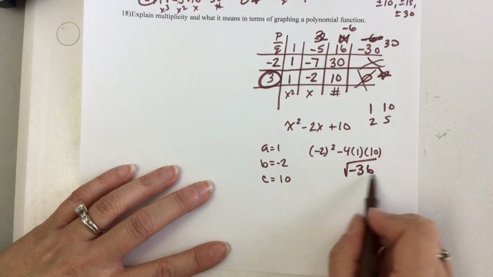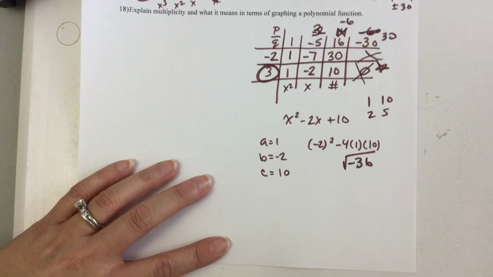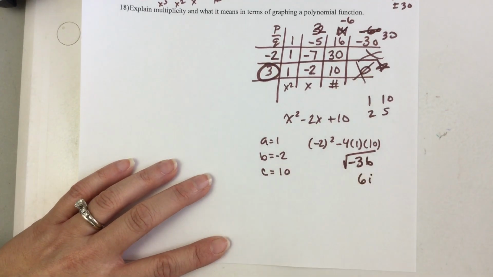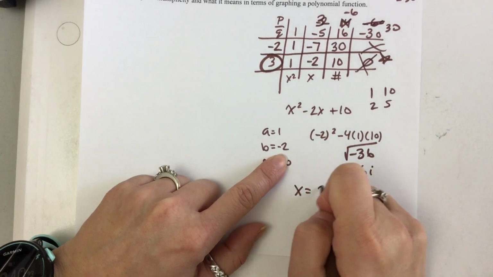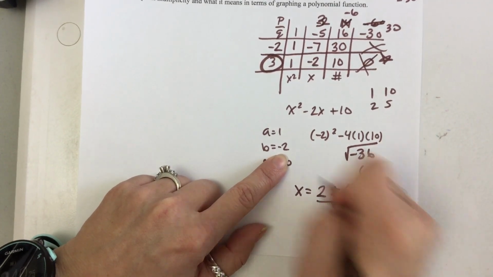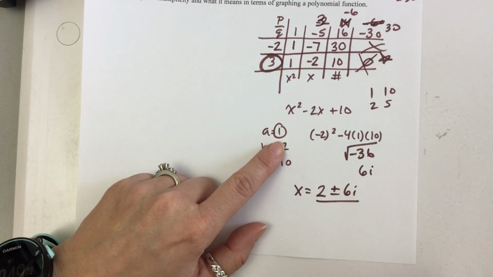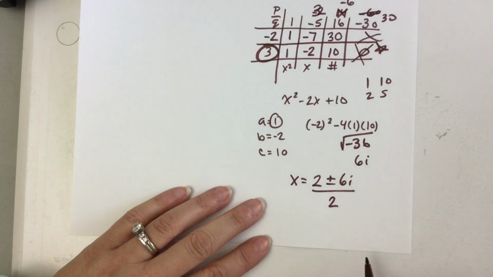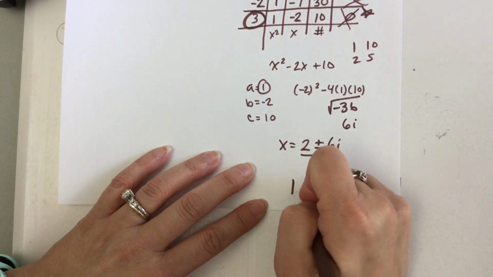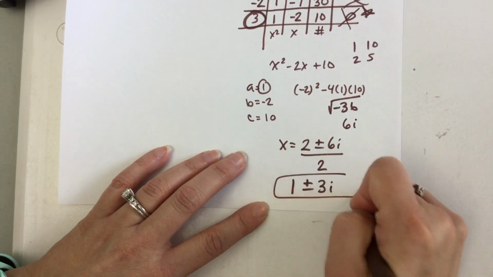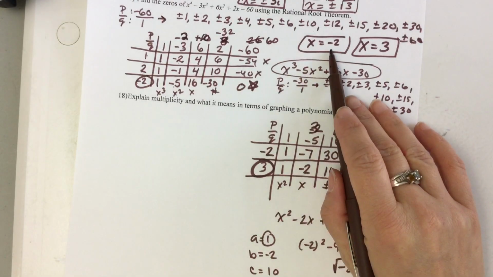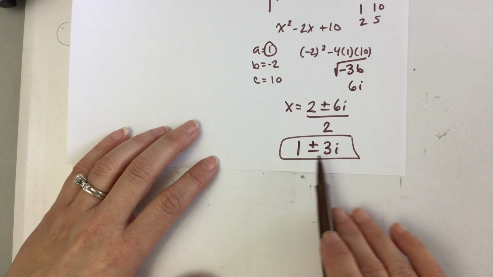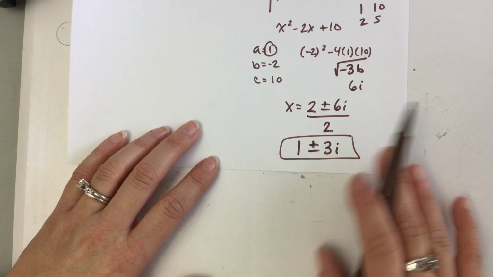So underneath the radical, it's a negative 36, so it's imaginary. Square root of 36 is 6, so it's 6i. So x equals negative b, so it's positive 2, plus or minus 6i all over 2a. A is a 1, so it's 2. So here are your other solutions. 2 divided by 2 is 1, plus or minus 6 divided by 2 is 3, so it's 1 plus or minus 3i. We needed 4 solutions. We have them. Negative 2 is a solution, positive 3 is a solution, 1 plus 3i is a solution, 1 minus 3i is a solution.